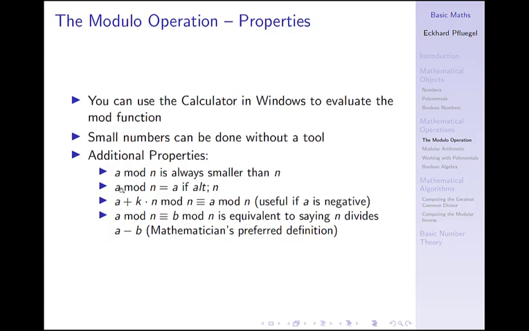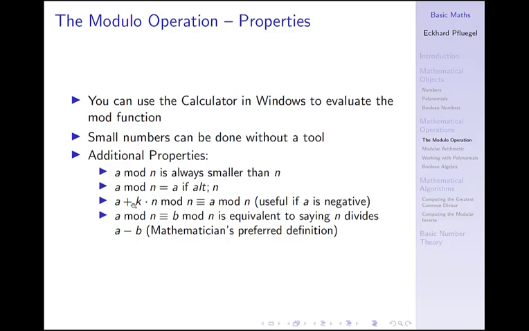Second property, apologies, that here should be if a is smaller than n, a little typo. So if a is actually smaller than the modulus, then a mod n is simply a, because then the division will be 0 and the remainder is simply a. That's a quick one.